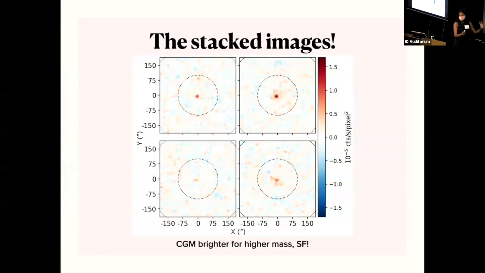And this is our preliminary, the first result. If you just look at the stacked images, and this is in arcseconds, not physical coordinates, the first thing you can see is that the high mass galaxies are more luminous than the low mass galaxies. The second thing you'll see is that the star forming galaxies are more luminous than the quenched galaxies. This is our first order result.